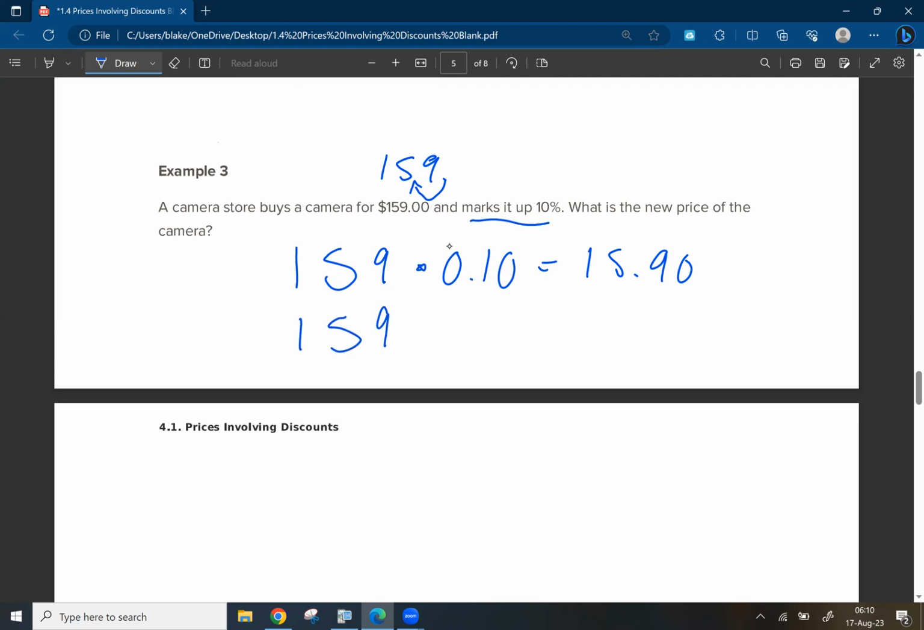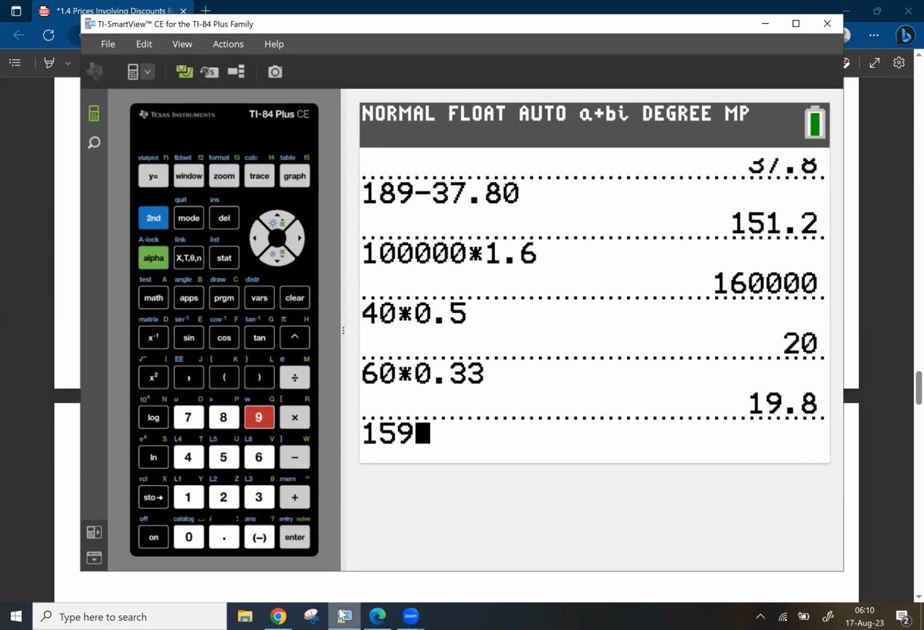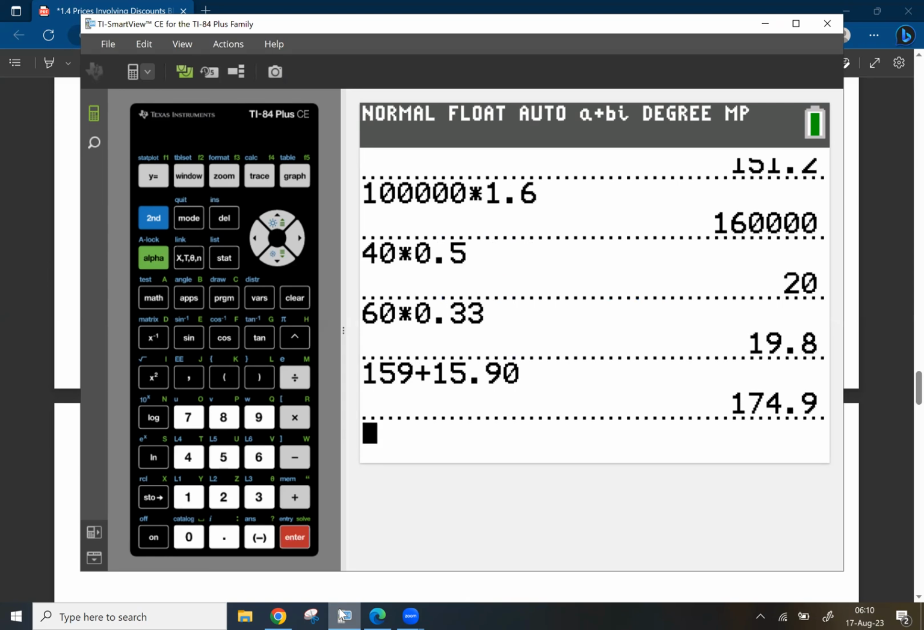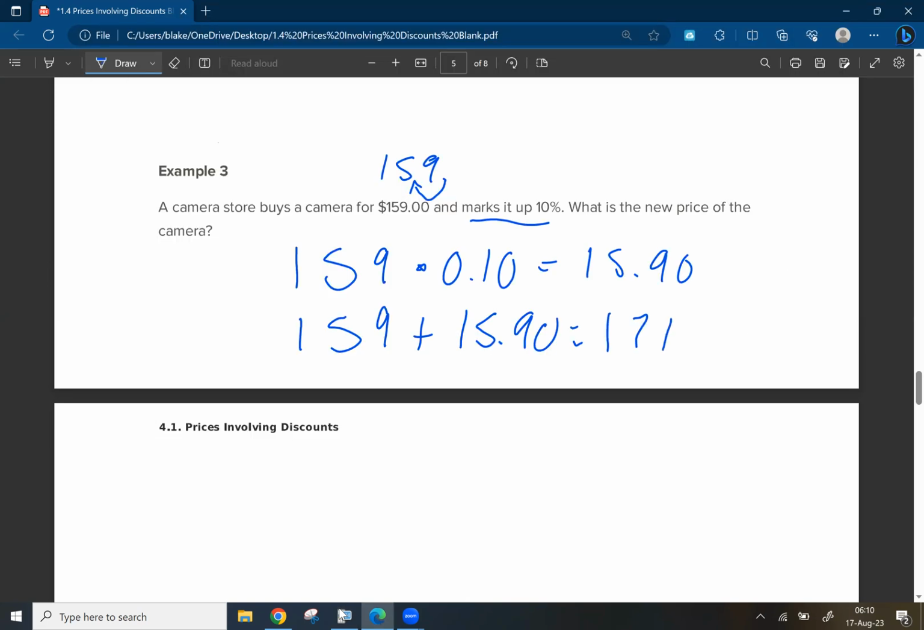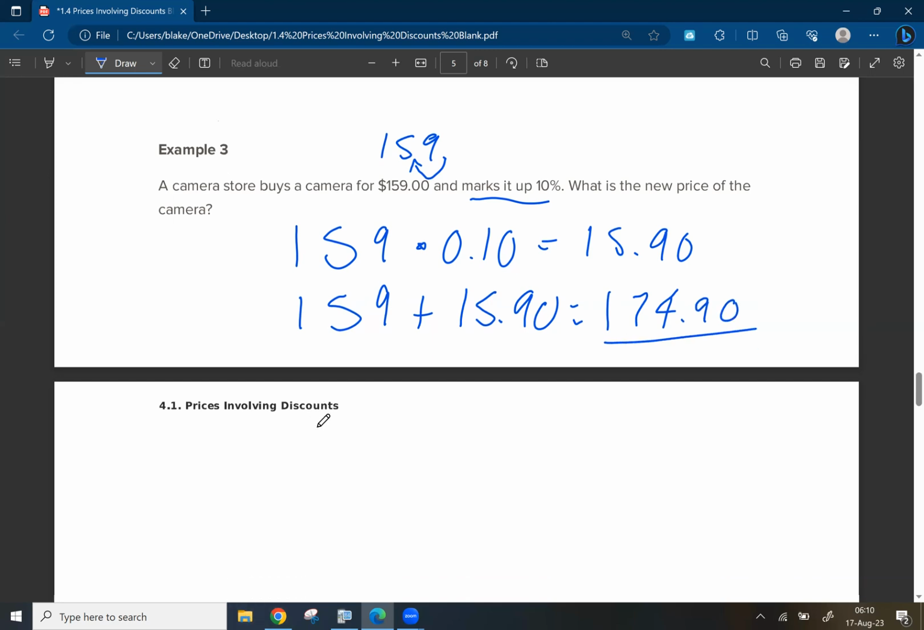So it's a markup. So we're going to increase the price by that $15.90. And so adding those together, the 159 plus the 15.90, we get 174.9. So $174.90.